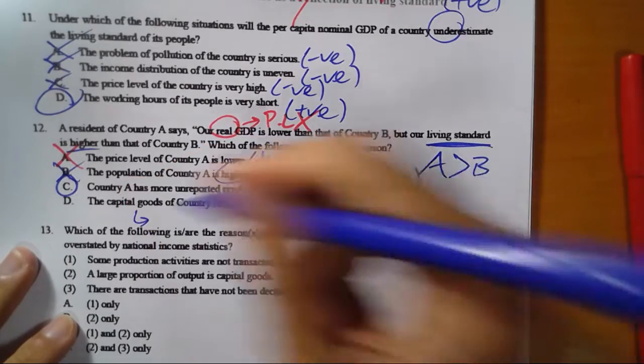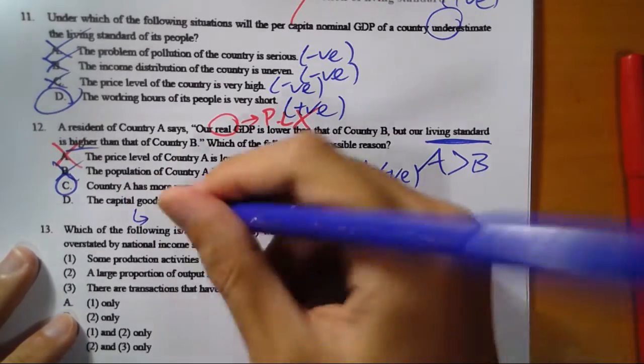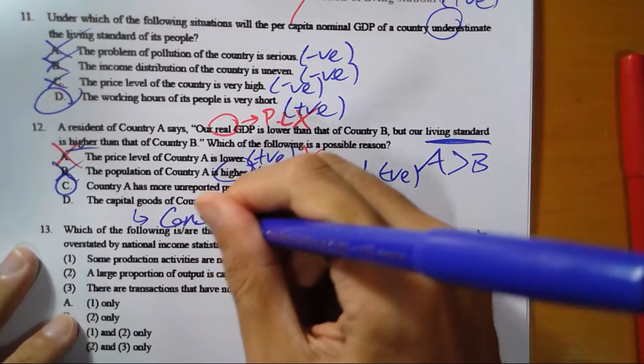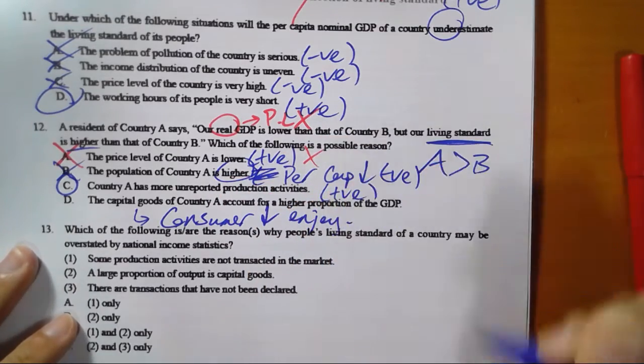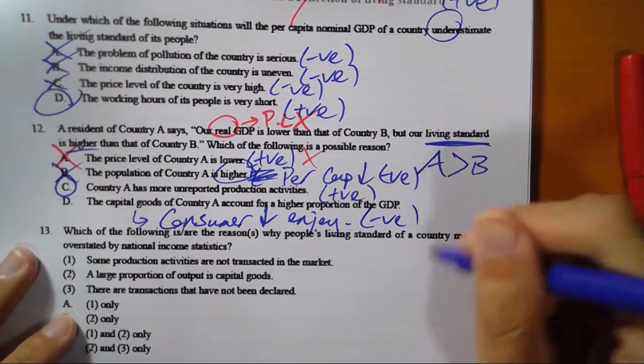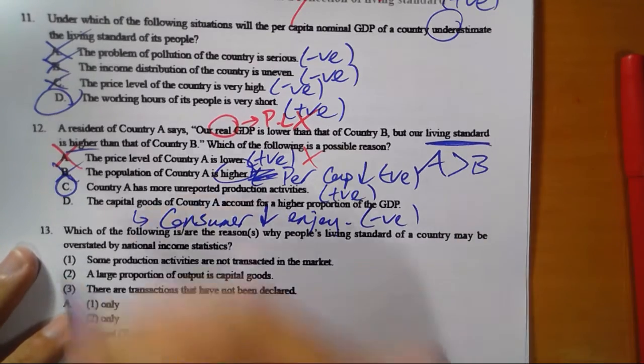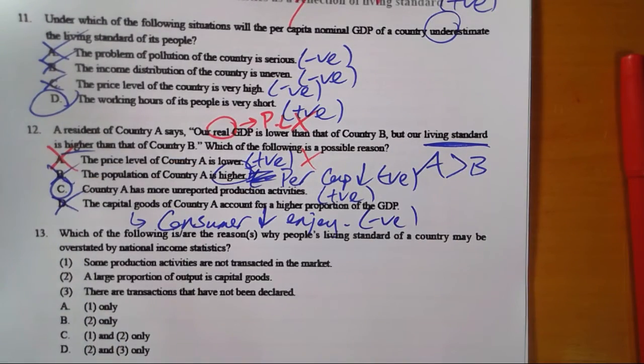Now D, capital goods account for a high proportion. Now when you have a high proportion of capital goods, it means that the consumers will get less to enjoy. There are not as many goods to enjoy. This is a negative thing. Okay, so also not the answer that we want.